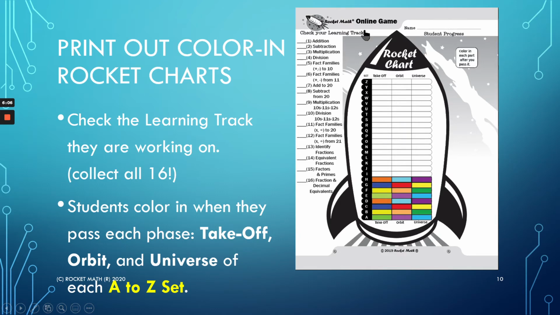Now, the first thing you want to do is have them, of course, put their name on it, and then check the learning track that they're working on. And there's sort of an implied challenge to collect all 16. It would probably take 2 or 3 years for a student to do that, but it could be done.